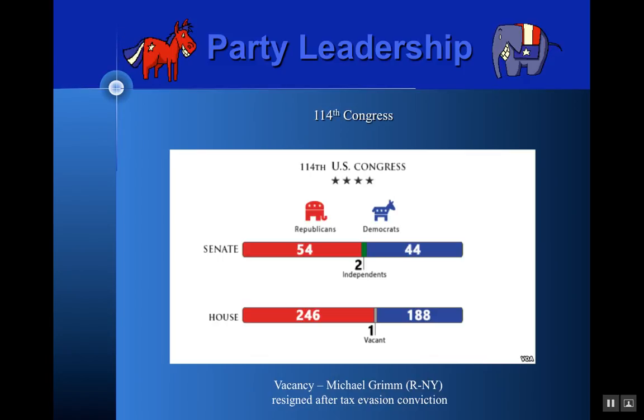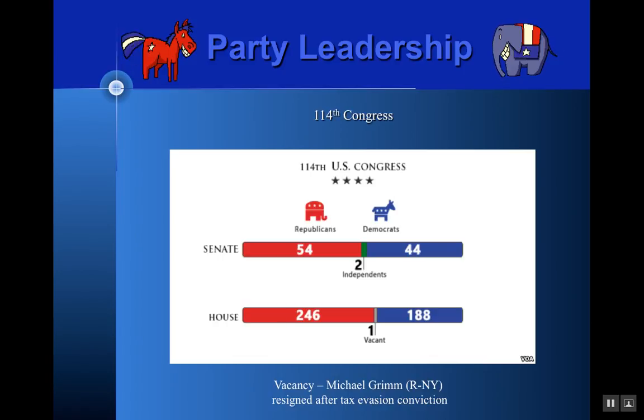So I wanted to include this graph here just so that you can see our current 114th U.S. Congress, this is the division party-wise of who's in each house. So in the Senate, of course, we have 54 Republicans, 44 Democrats, and then 2 of those are independents. That means that they're of a political party that is not Republican or Democrat, or they just don't align with a political party.